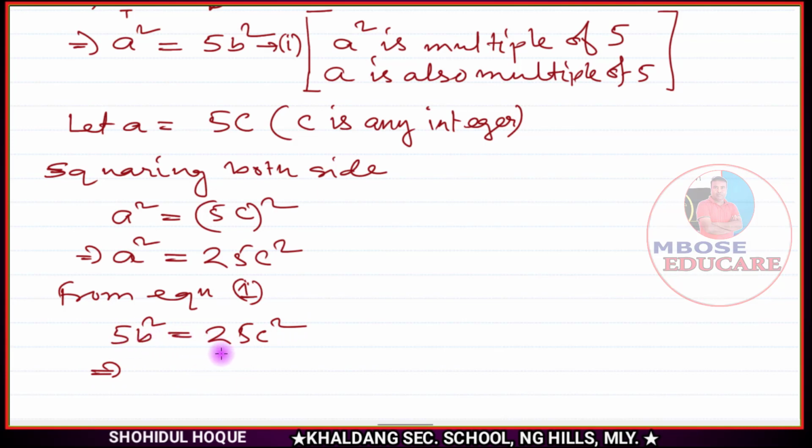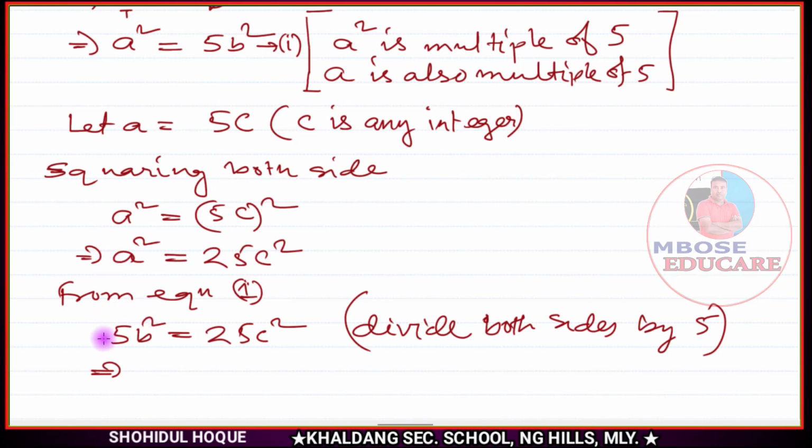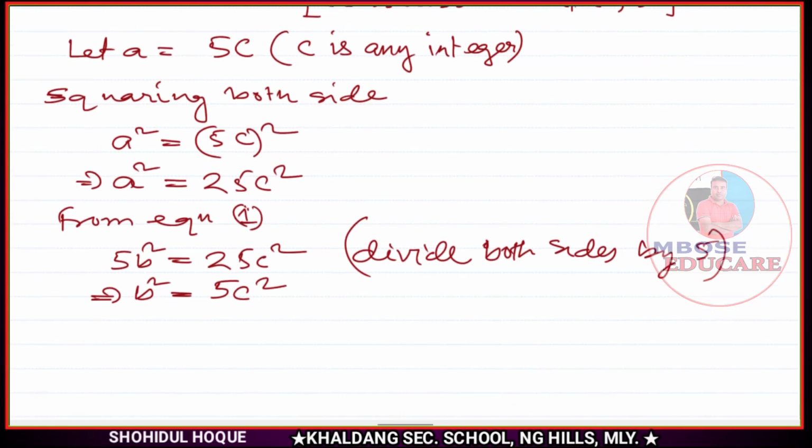Both sides 5 is common, so we can divide both sides by 5. When 5b square is divided by 5, answer will be b square. 25 divided by 5, answer will be 5, and c square will be as it is. So b square equals 5c square. It means b square is a multiple of 5. We can write it like earlier.